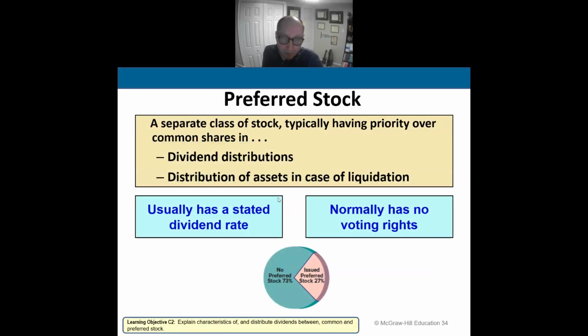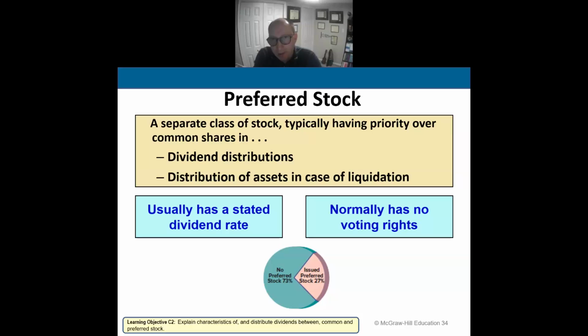Characteristics, yeah, we'll talk briefly about this. Preferred stock. So we talked a lot about common stock. The reason they call it common stock is because it's commonly available. It's common, that's why they call it common stock. Another type of stock is called preferred stock.